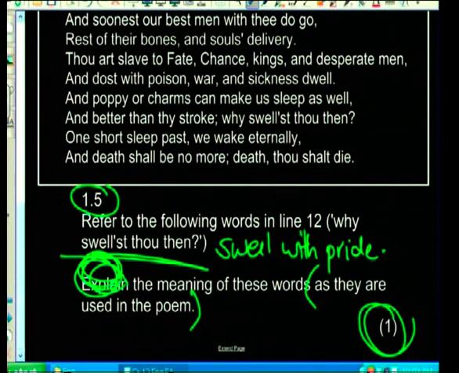You might want to say something like, the words "why swellst thou then" refer to the fact that John Donne is asking Death why Death is so arrogant and why Death is swelling with pride. That would get you the one mark that you would be looking for. But you need to have an understanding of the poem. You need to have studied the poem. You need to know the words of the poem before you can tackle these questions.